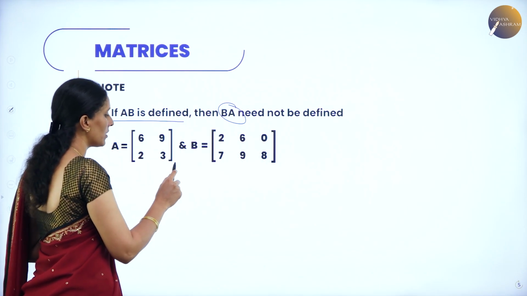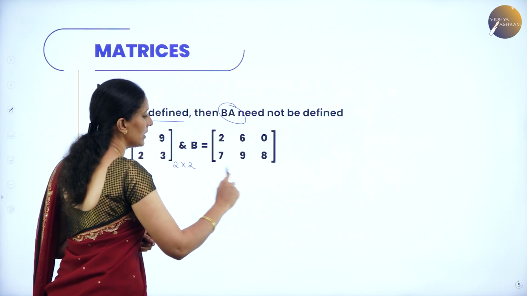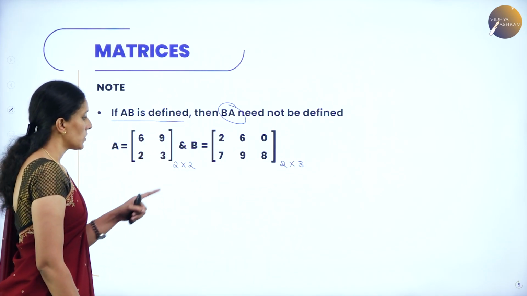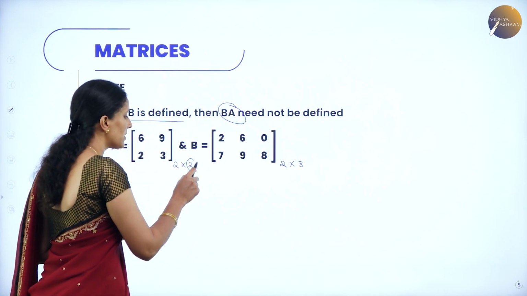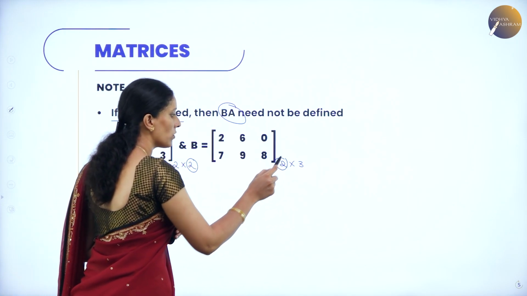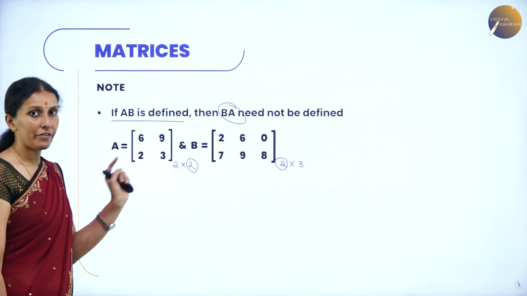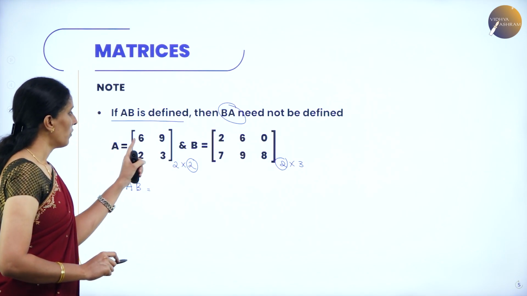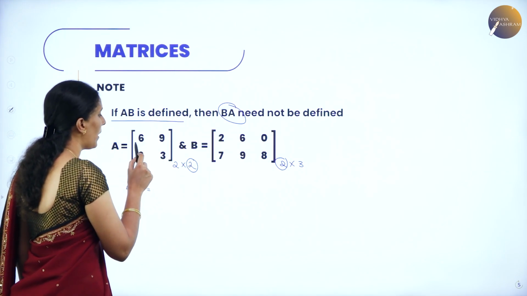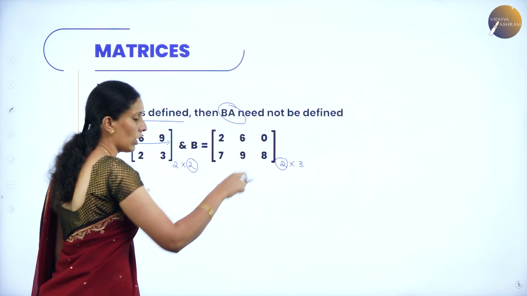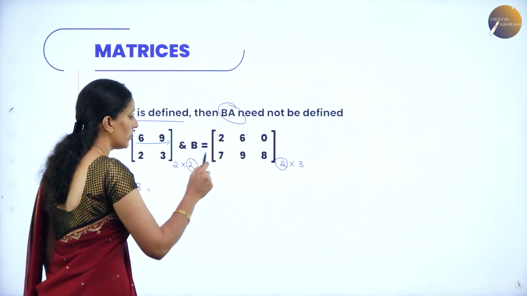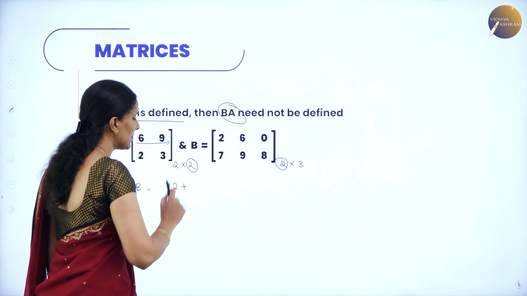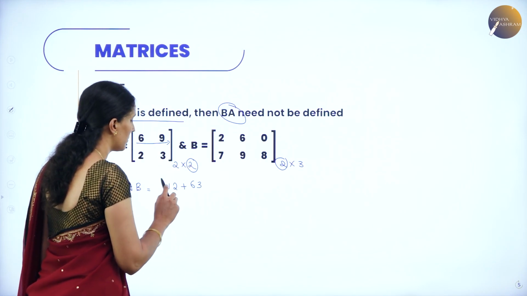We have 2 rows, that is a 2 cross 2 matrix here, and this is a 2 cross 3 matrix, 3 columns. So here, the number of columns in the first matrix is equal to the number of rows in the second matrix. So we can define the product AB. See, first row into first column. So multiply the first row with all the columns. So there must be 3 elements. Therefore here 6 2s are 12 plus 9 7s are 63.